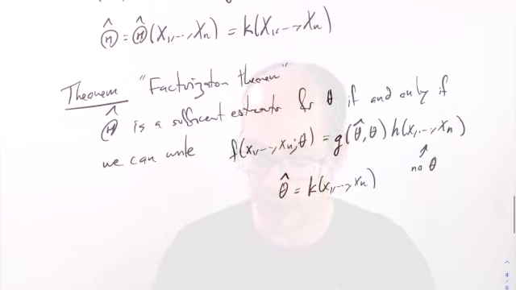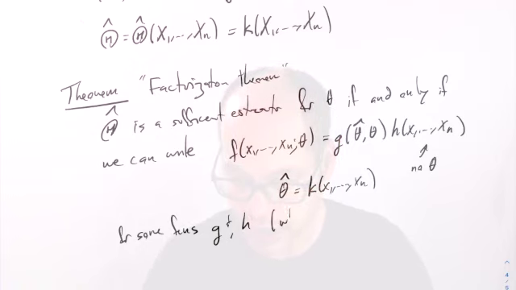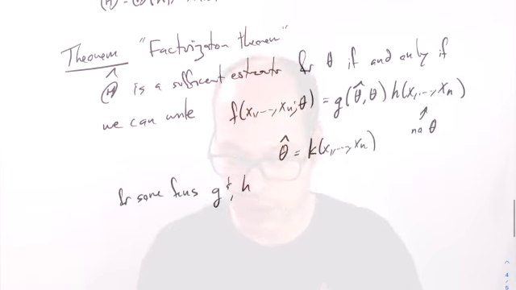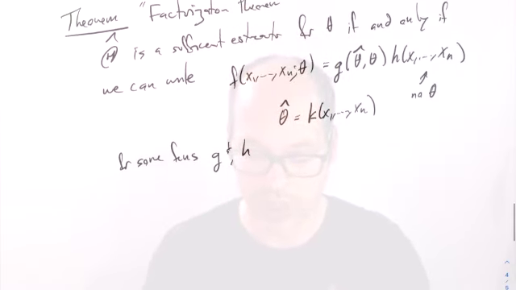And so, for some functions g and h, and then of course where we really mean that theta hat has to be given by this particular function of the x1 through xn. Okay, so if we can factor in this way, then we have a sufficient estimator.